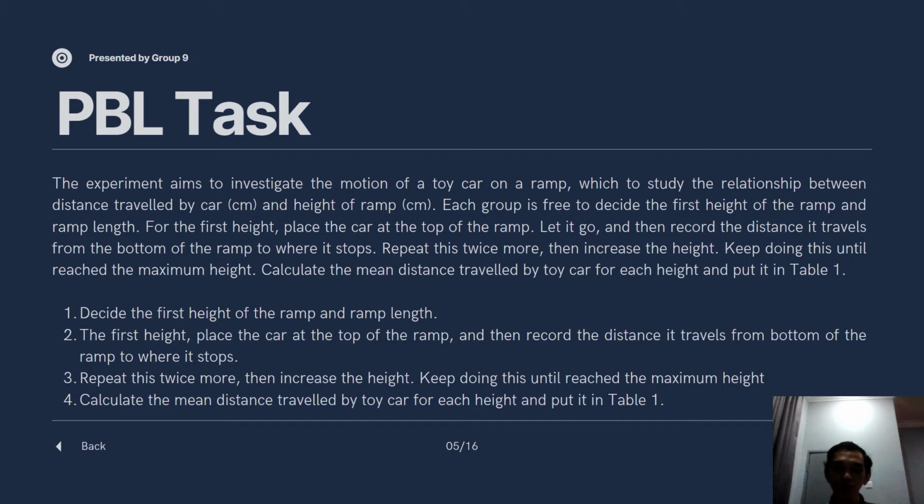Firstly, decide the first height of the ramp and ramp length. At the first height, place the car at the top of the ramp and then record the distance it travels from the bottom of the ramp to where it stopped. Repeat this twice more, then increase the height. Keep doing this until it reaches the maximum height. Calculate the mean distance traveled by the toy car for each height and put it in table 1.